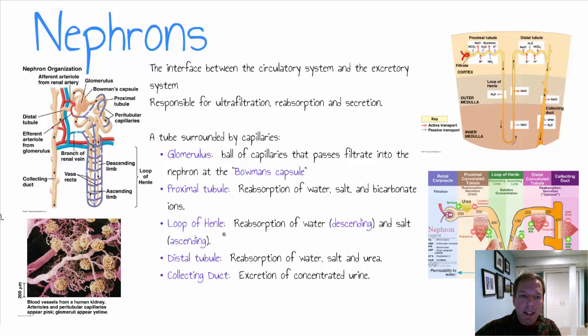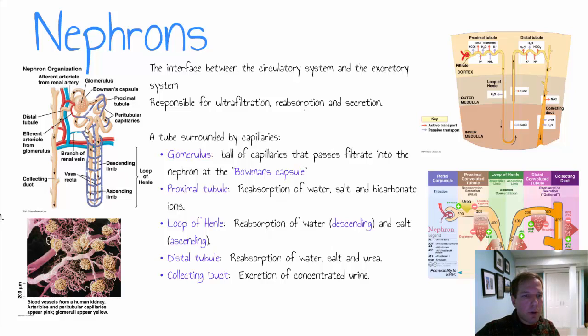In the loop of Henle, which extends down at the end of the proximal tubule, extending down into the medulla, this is going to be where more water will be reabsorbed, as well as salt. And then some of that salt actually may be, depending on its concentration in the blood, secreted along with urea as we get to the ascending branch of the loop of Henle.